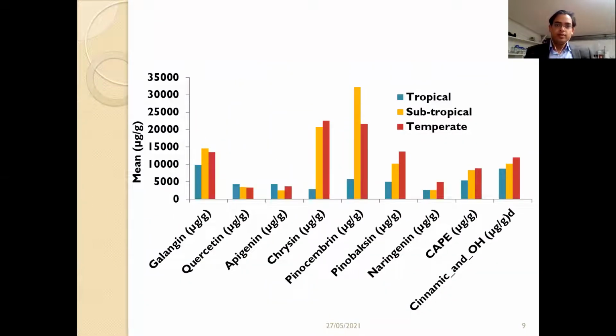In this graph, you can see the concentration of individual chemicals present in the propolis samples. This is a median value, and the amount of chrysin, pinocembrin, and pinobanksin is relatively higher in the subtropical and temperate regions, while the concentration of galangin, cinnamic acid derivatives and cinnamates is higher in the tropical region. These cinnamates are known for their antimicrobial activities.